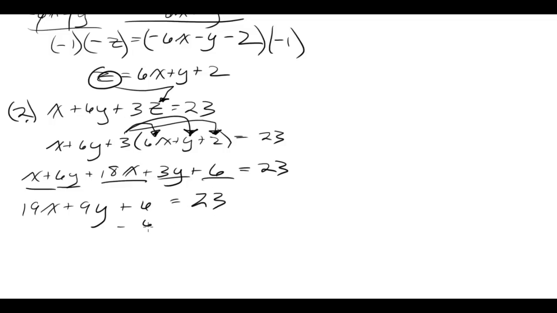I want this in standard form, so I'm going to subtract 6. I'm going to subtract it once from the left-hand side and once from the right-hand side. So that leaves me with 19x plus 9y. The 6 goes away, bye-bye, and that equals 17.